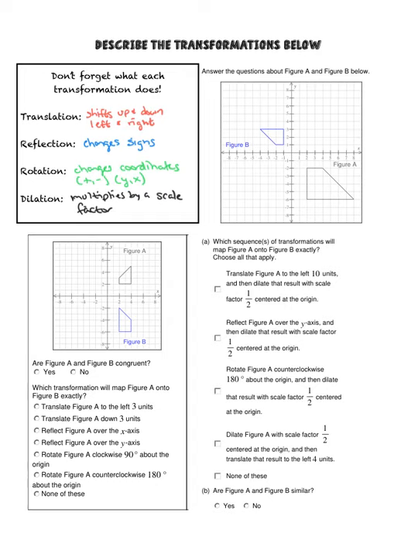All right, let's take a look. Now you're going to analyze these pictures and you're going to determine the answers to the questions. All right, so are figure A and figure B congruent? Well, let's take a look at them. Let's see, the longest side on figure A is 3 units. The longest side on figure B is 4 units. They are already not congruent.